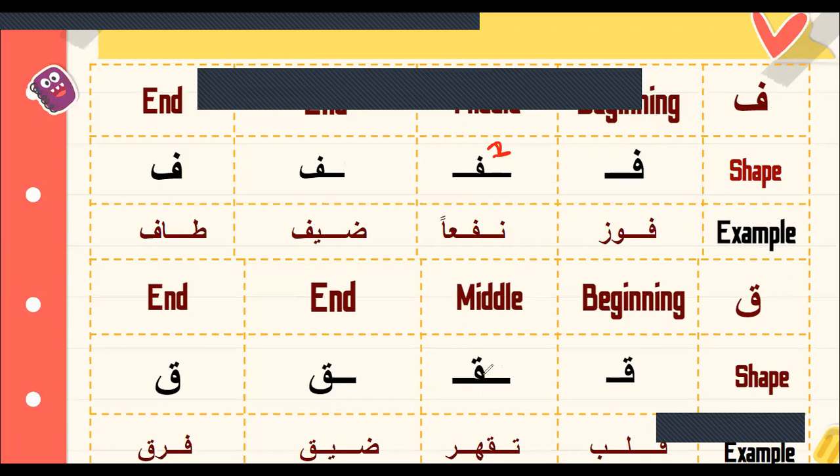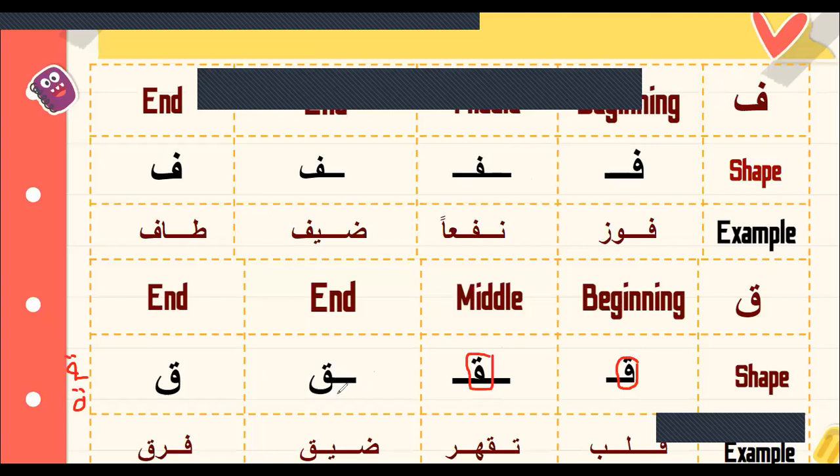For the qaf, some students are mixing it with the ta marbuta. Many students, when it comes to the ta marbuta at the end of a word, tell me qaf. No, this is not a qaf. The ta marbuta never ever comes in the middle of the word. It's always at the end of the word, as we said. So the one in the middle of a word like this, or in the beginning of a word like this, is the qaf.